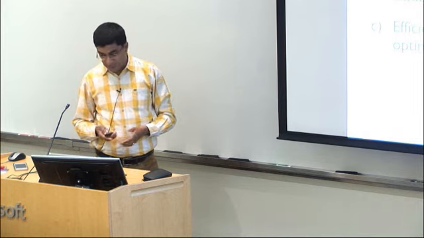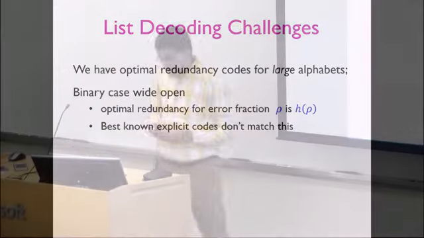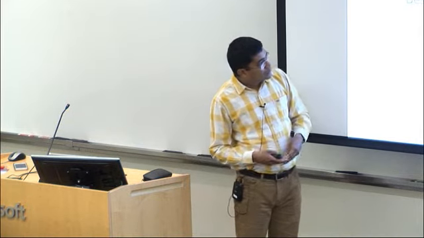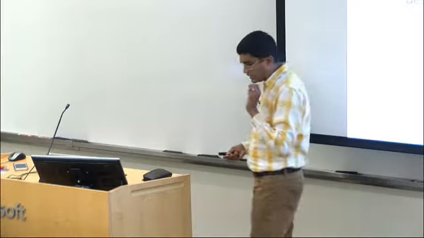So that might indicate that the problem is basically solved, or that list decoding is essentially solved, but that's only the case for large alphabets. If you now insist that the coding is over bits, then the problem is wide open. Here we know that if you want to correct a fraction rho of errors, you need a redundancy not as small as rho, you need it to be h of rho, bigger than rho, but we don't know codes which achieve this. And that's perhaps one of the big open questions here.